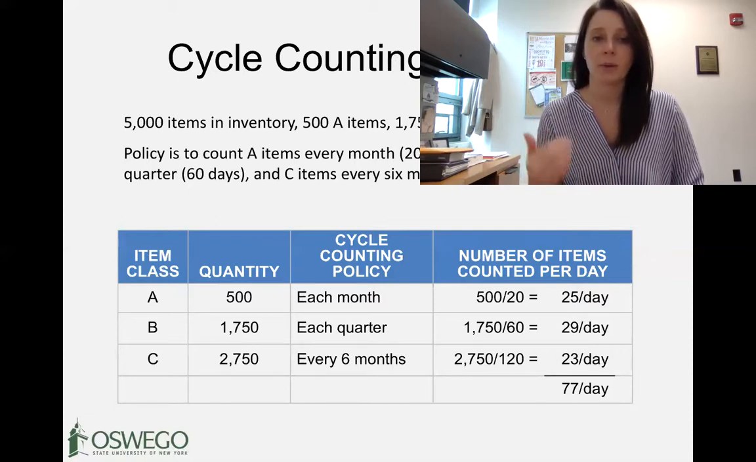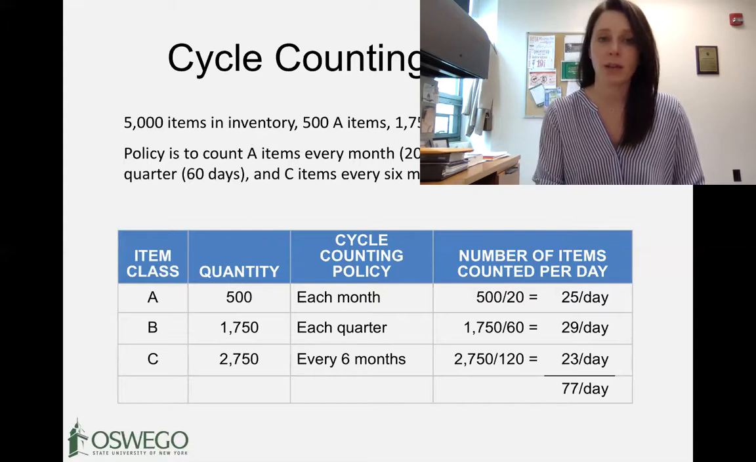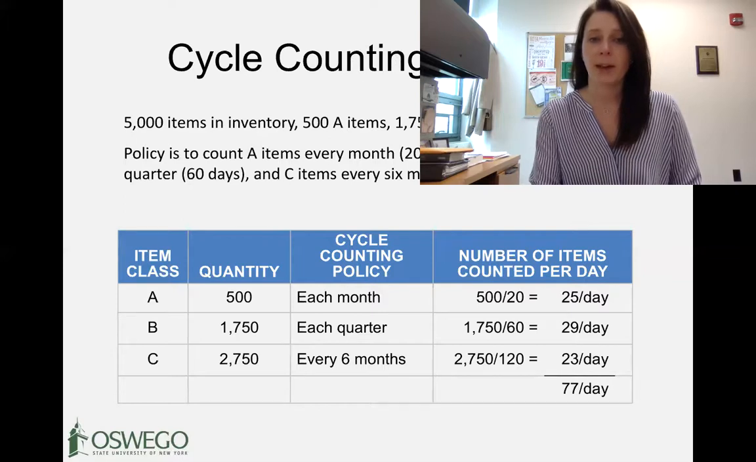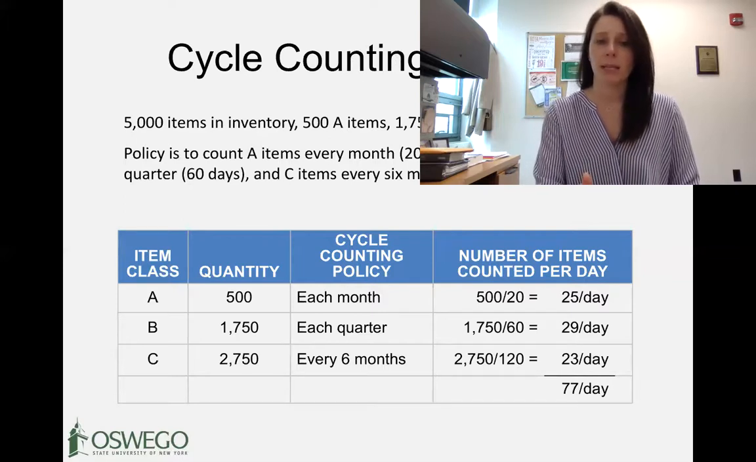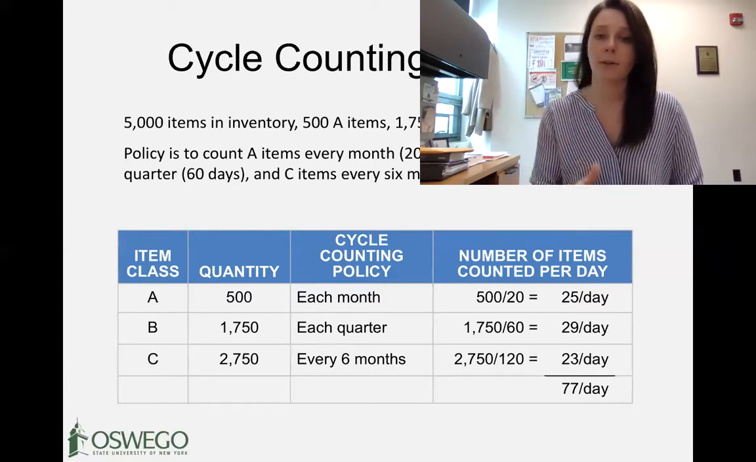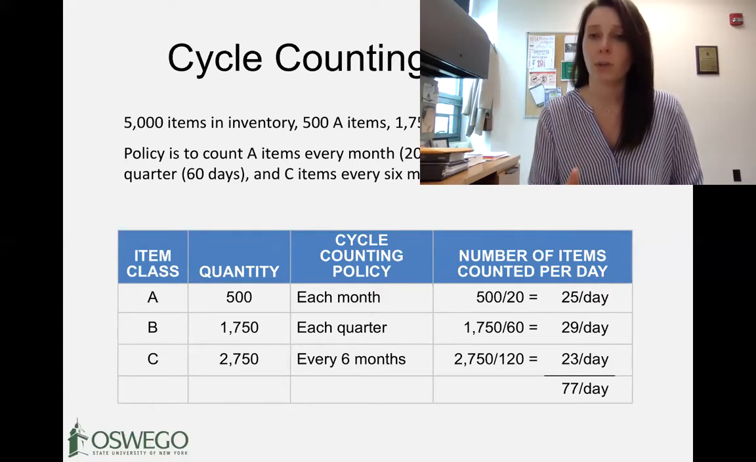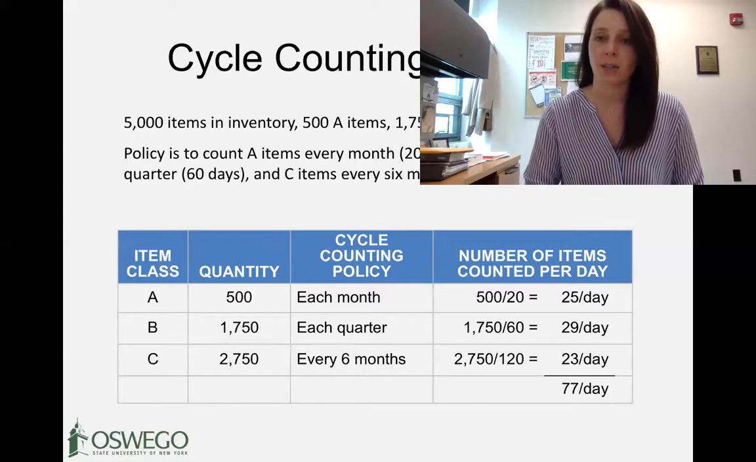So we could say for Class A, we want to do it every month to make sure that there are no issues with those high dollar value inventory products. Then for B, we might say every quarter, whereas C would be every 6 months. Then we can simply identify, if we've got 500 total items in our A classification, and in each month there are 20 working days, then we should be checking 25 Class A items in inventory each day. If we do the same kind of breakdown for B and C classifications, that's going to give us a total of 77 items per day.